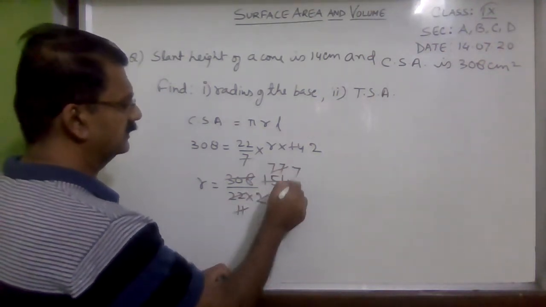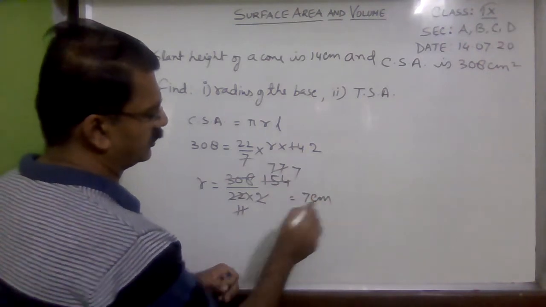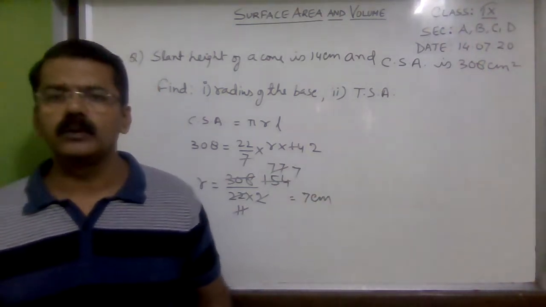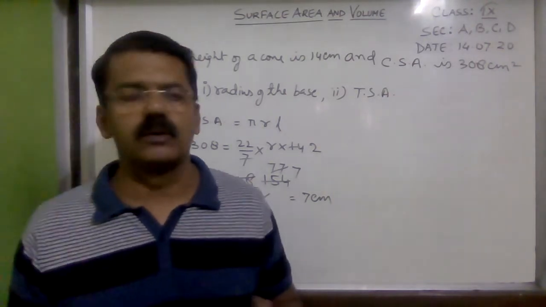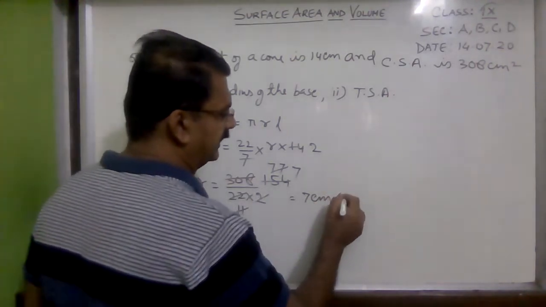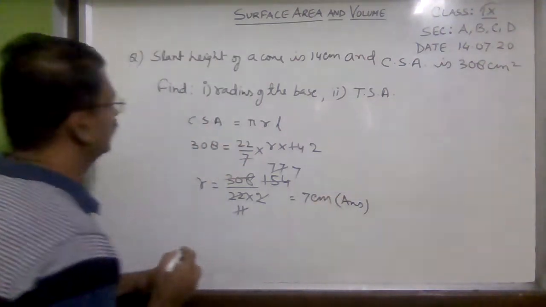And then by 11. So the answer is 7 centimeters. So you can see we have found the radius of the base of the cone is 7 centimeters. Okay.